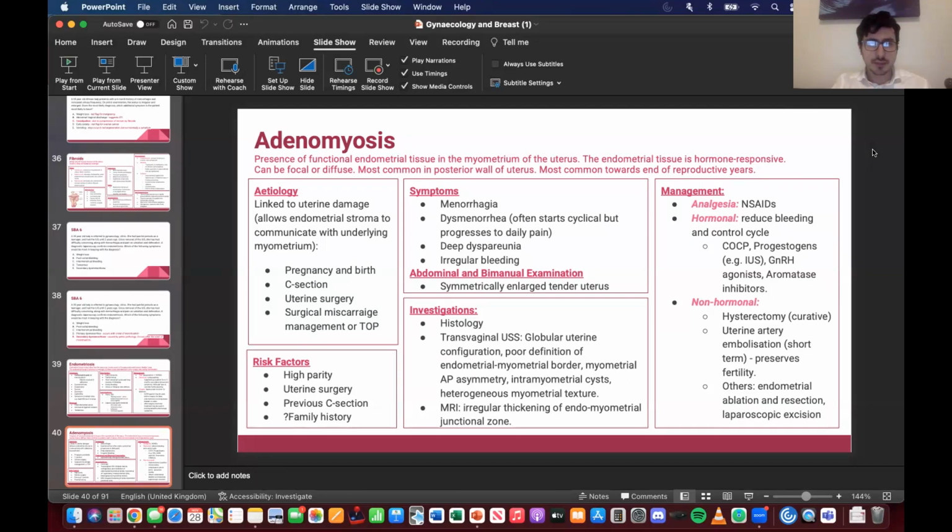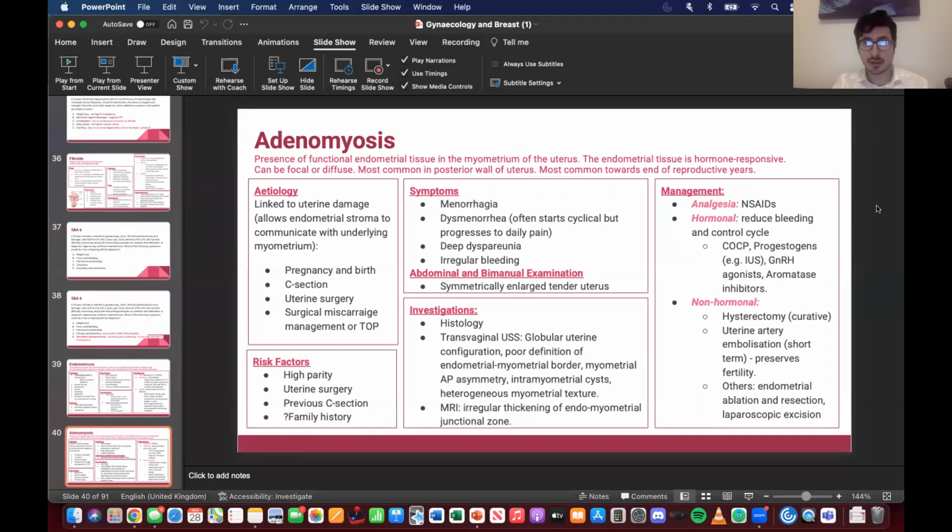Why does it happen? Well, there could be a link between external damage to the uterus and therefore facilitating endometrial tissue to communicate with the muscular myometrium. This can happen in pregnancy, birth, C-sections, uterine surgeries, or surgical procedures in miscarriage or termination of pregnancy. And accordingly, these are the risk factors mentioned here.